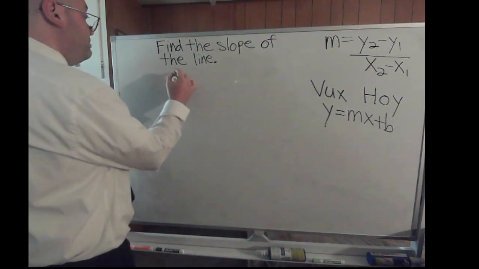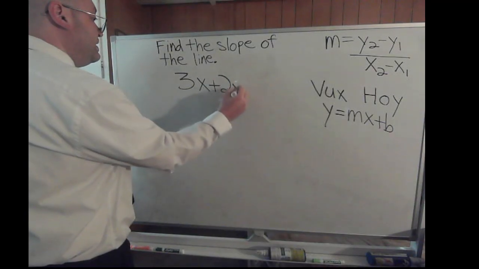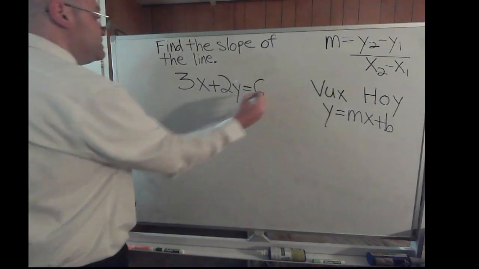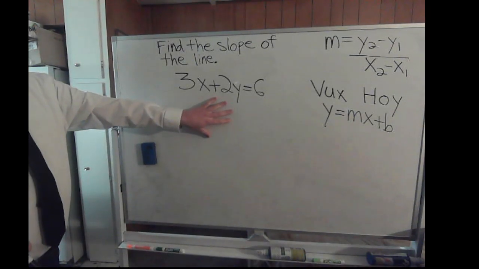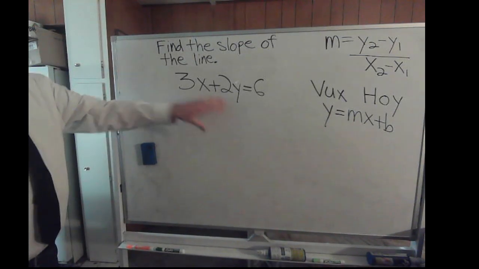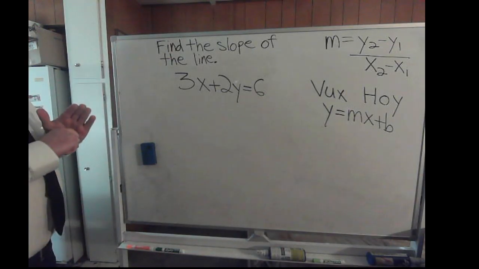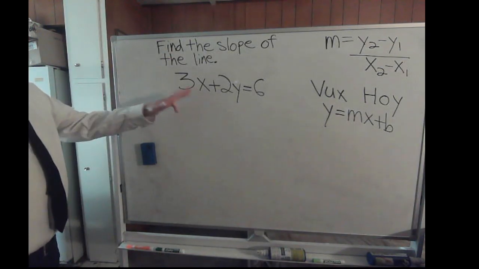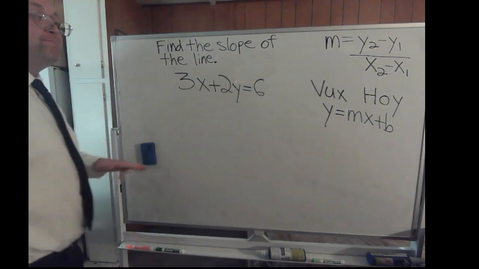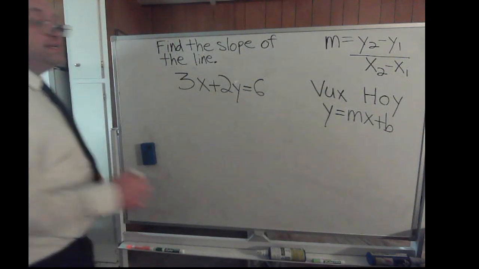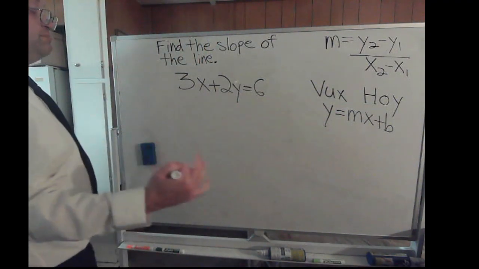Alright, now how about one like this? We have 3x plus 2y equals 6. Okay, well, this is in standard form. Remember standard form, ax plus by equals c. We want to get this into slope-intercept form of y equals mx plus b.